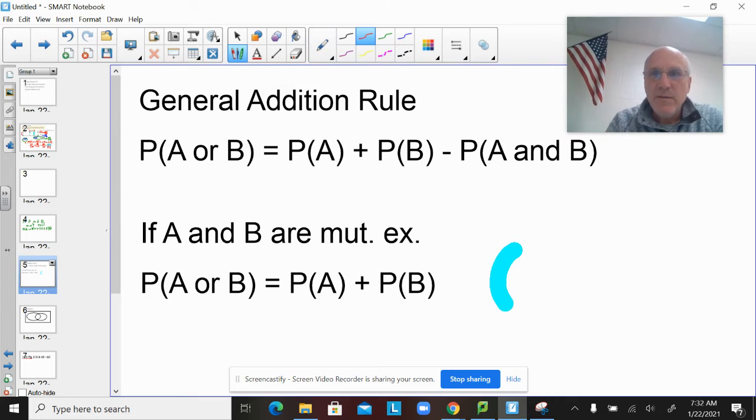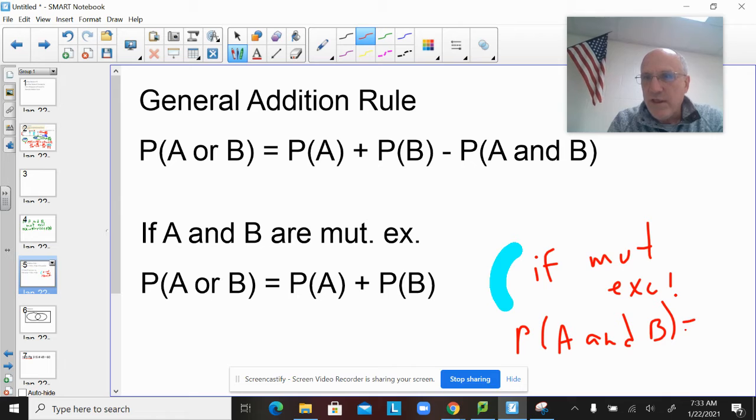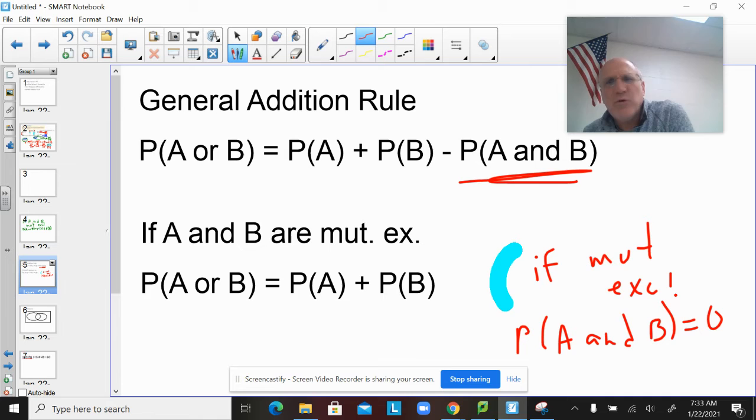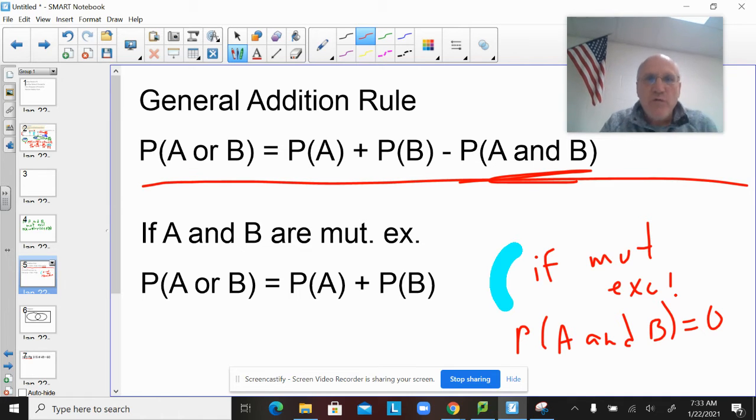I'll remind you that if they're mutually exclusive, then the overlap is zero. The probability of A and B would equal zero, which means this piece that you're subtracting so as not to double count would just be zero anyway. So these two formulas almost look contradictory, because one of them has the minus the overlap and one of them doesn't. It's really all the same formula. If they're mutually exclusive, there is no overlap, so you can just add the two probabilities. And if there is an overlap, you have to subtract it so as not to double count.